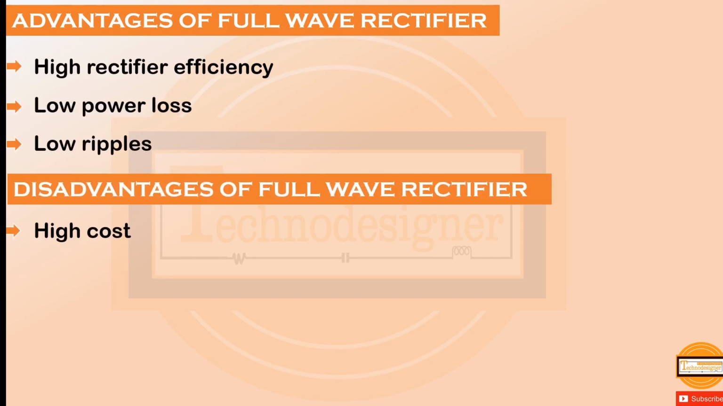Advantages of full-wave rectifier: high rectifier efficiency, low power loss, low ripples. Disadvantages of full-wave rectifier: high cost.